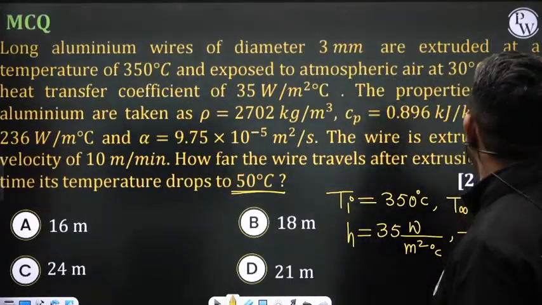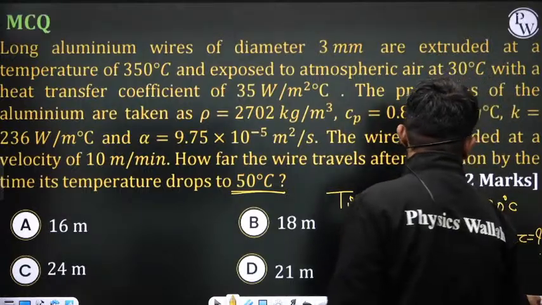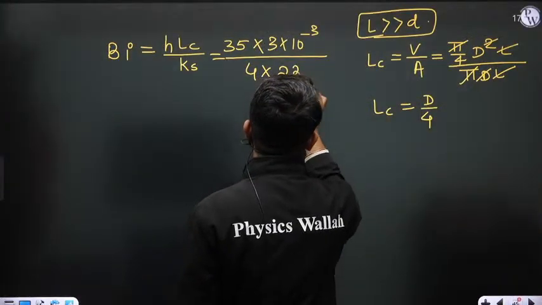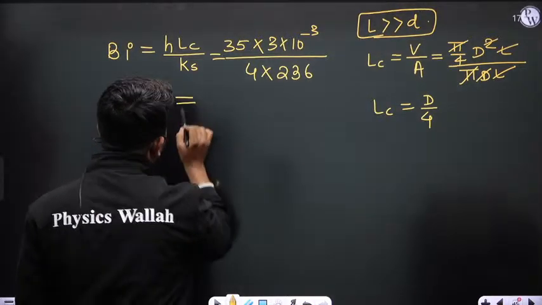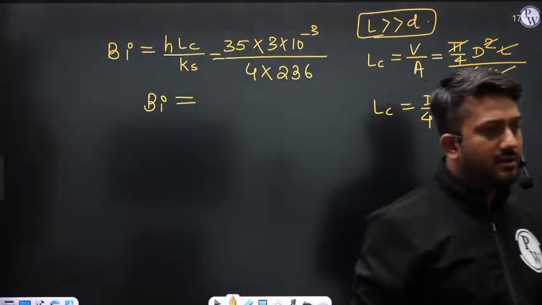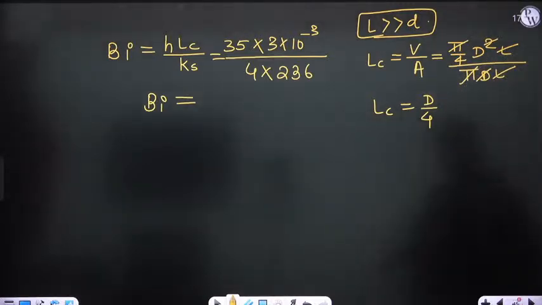just 1 minute, 236. That is 236. So what is the Biot number? Tell me what is the Biot number. So first calculate the Biot number. First calculate the Biot number. So tell me what is the value of Biot number.